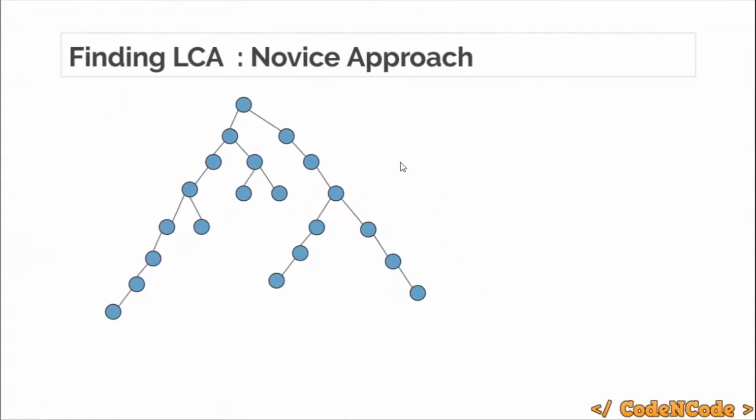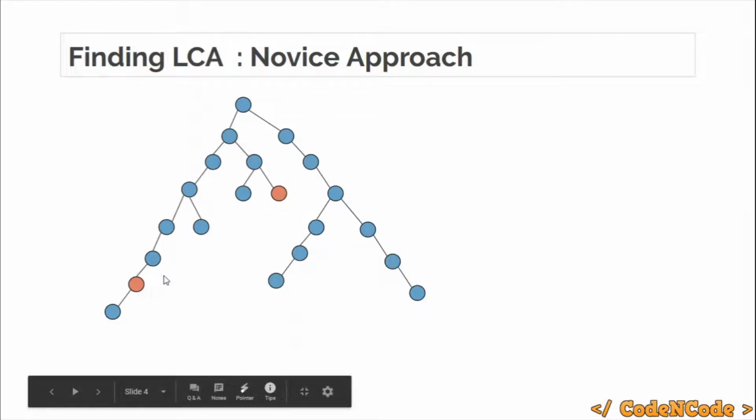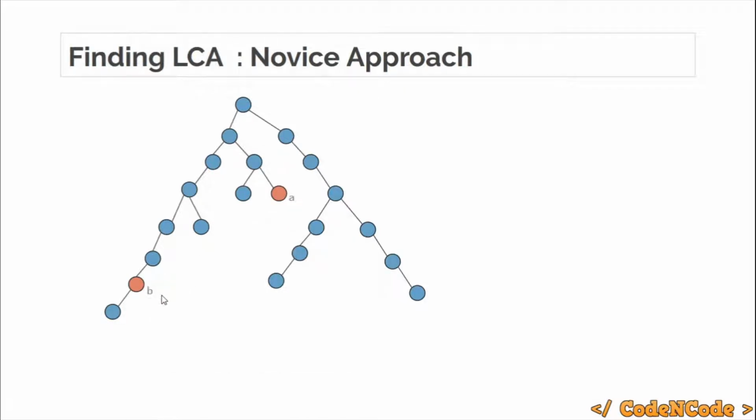So how can we find LCA? Suppose we have to find LCA of these two nodes. To find the LCA of these two nodes, the general approach is to take the node which is deeper, that is this node, let's call it node B, and raise this node to the level of A. Keep making jumps until you reach the level of the other node.